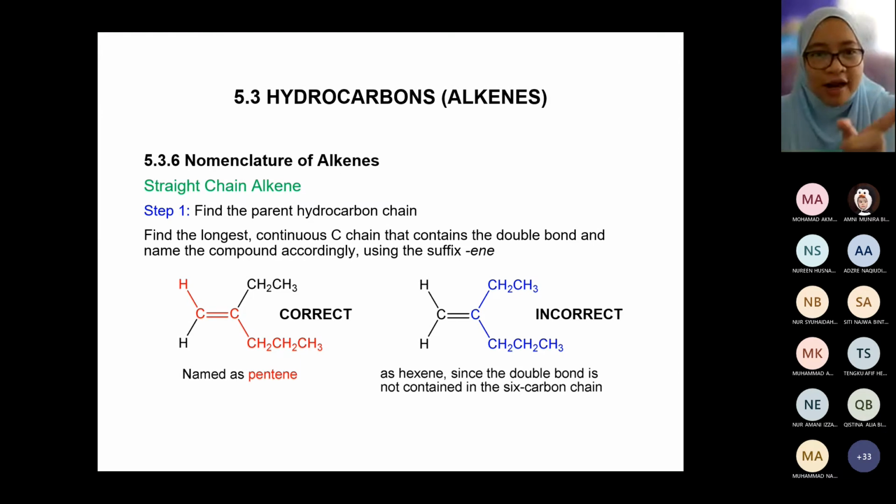When you try to find the parent hydrocarbon chain, you must make sure that the functional group is included in the parent chain. Don't be too eager to find the longest chain and leave out the functional group. Even though you have a very long parent chain, if it doesn't include the double bond, you won't use that as your parent chain. The parent chain must be long, continuous and have the functional group.